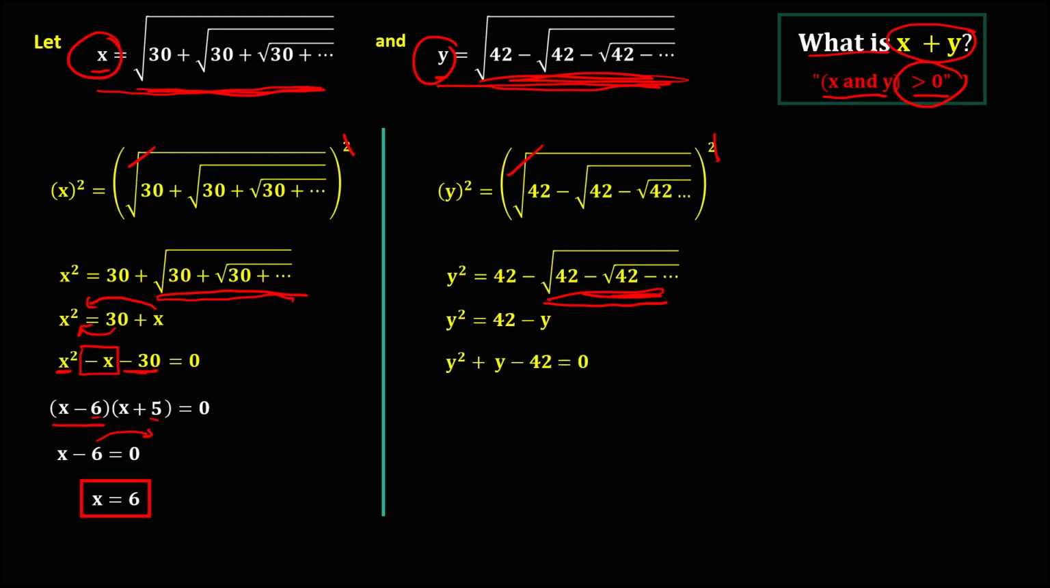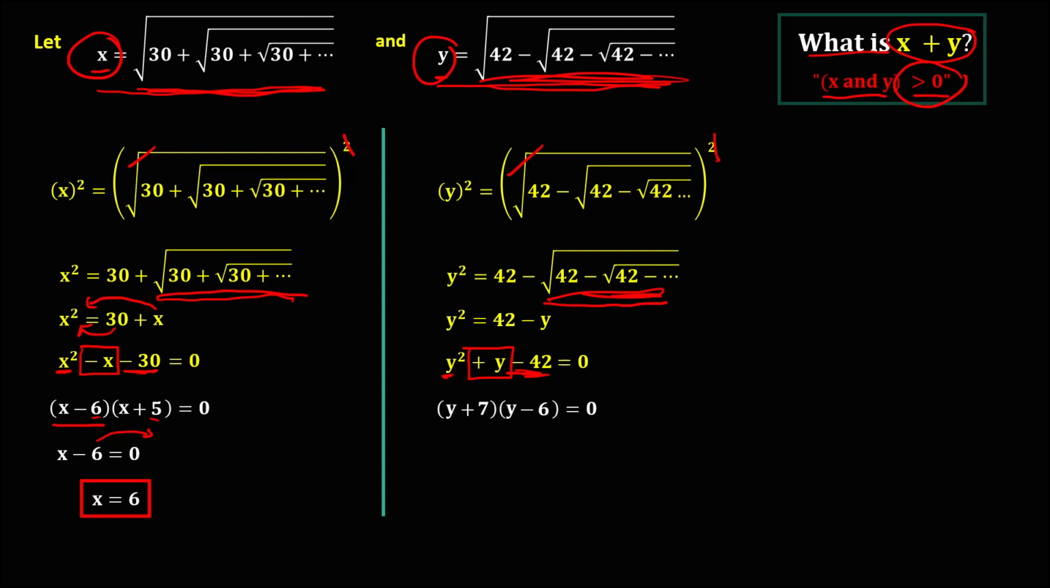Then we can now use quadratic factoring to find the value for y. So factors for y squared, that's y times y. And factors for negative 42, this is 7 times 6. Since this one is negative, one of the factors must be negative. And since the middle term is positive, the bigger number must be positive. So this one is positive 7 and this is negative 6.